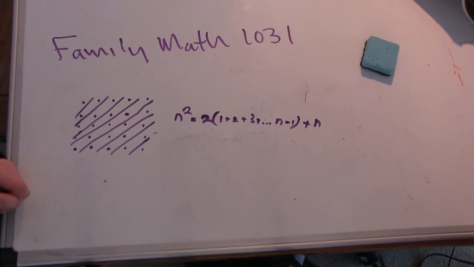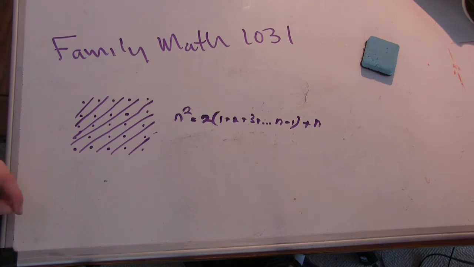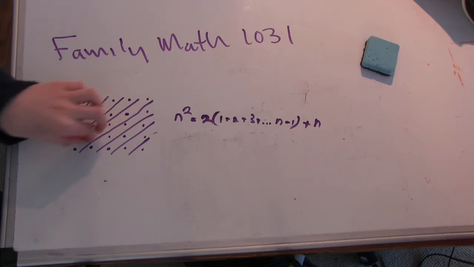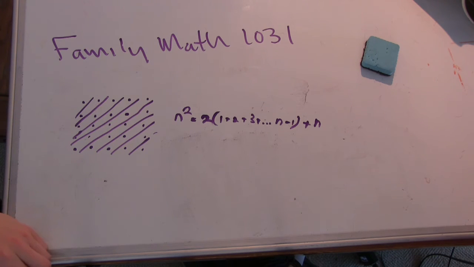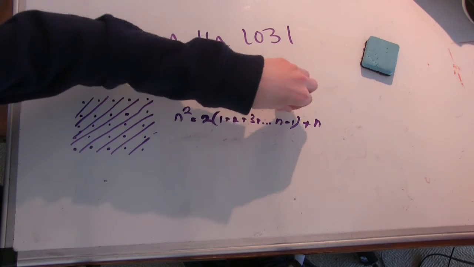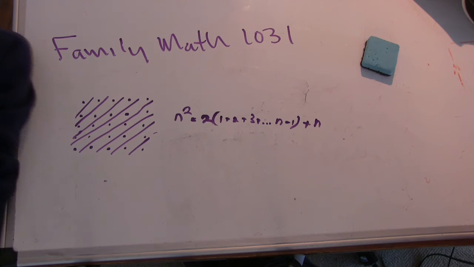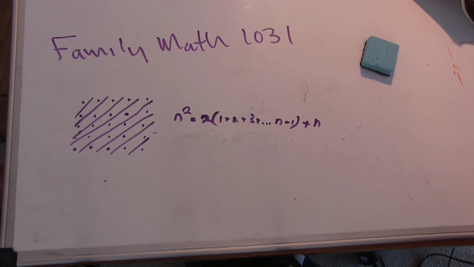Well, you have two almost halves of the square, and just this little strip is left over. So you could write it as 2 times 1 plus 2 plus 3 all the way up to n, and then minus n if you double counted this. Okay, yeah, that's cool. Let me show you one other thing that's going on.